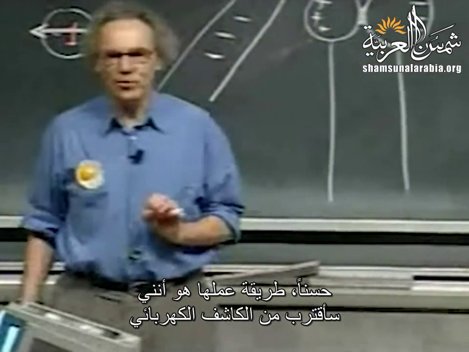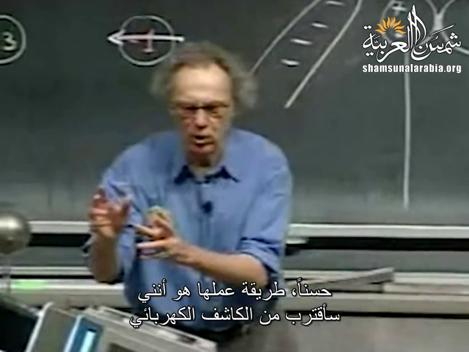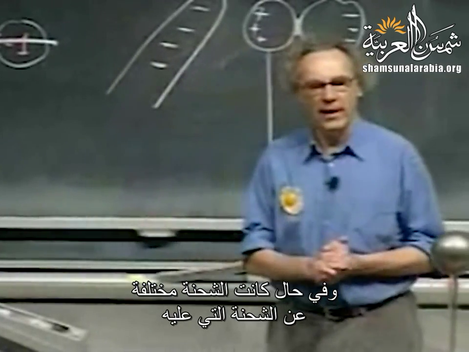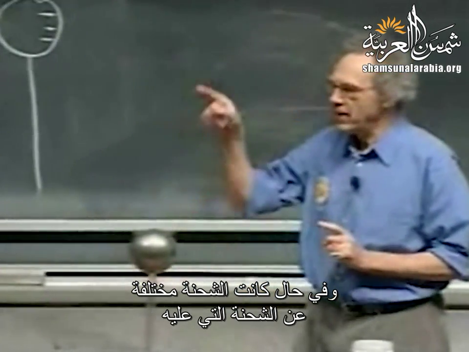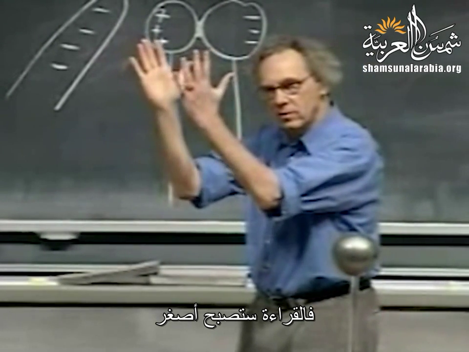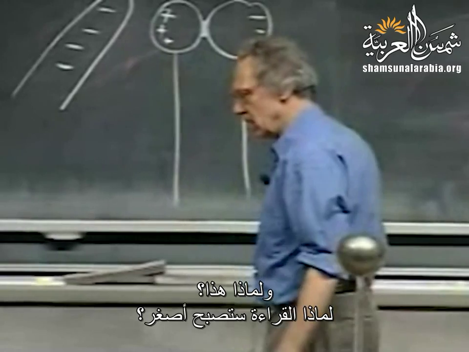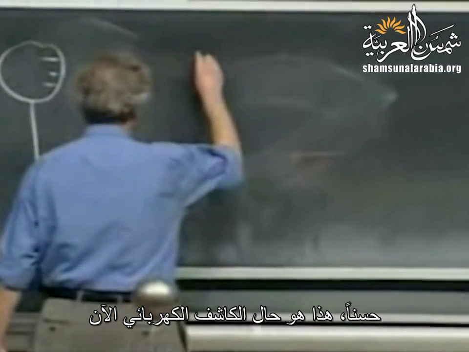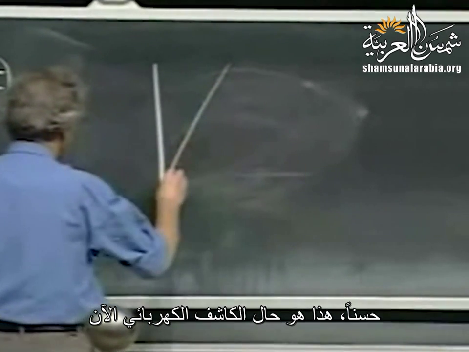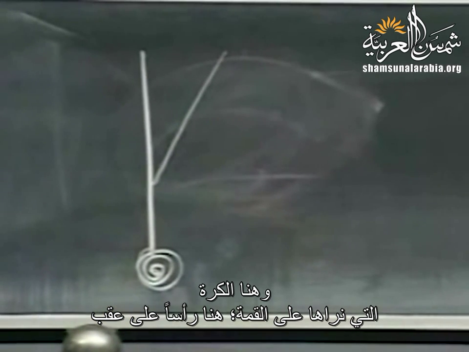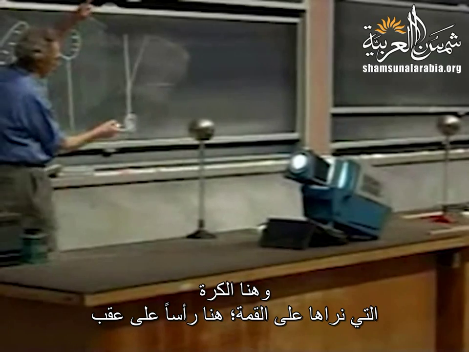The way I will do that is I will approach this electroscope by bringing this sphere very close to it. If this charge is different than the charge that is on it, the reading will become smaller. And why is that? Why will the reading become smaller? Here is the situation of the electroscope now, and here is that ball that you see on top. This is upside down there.